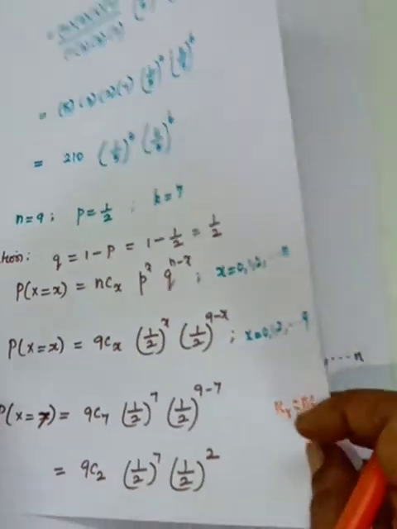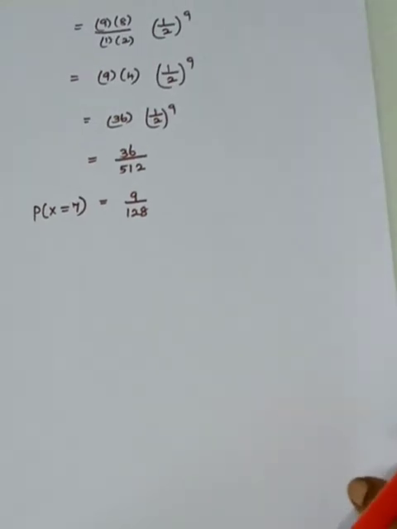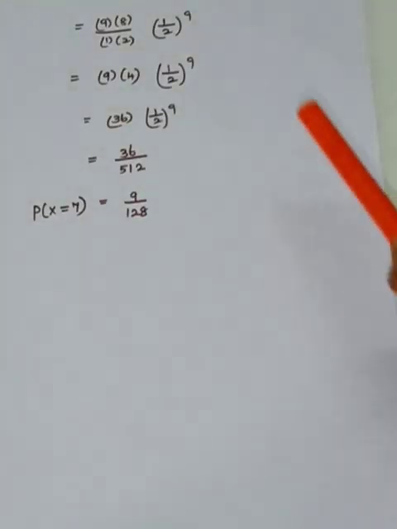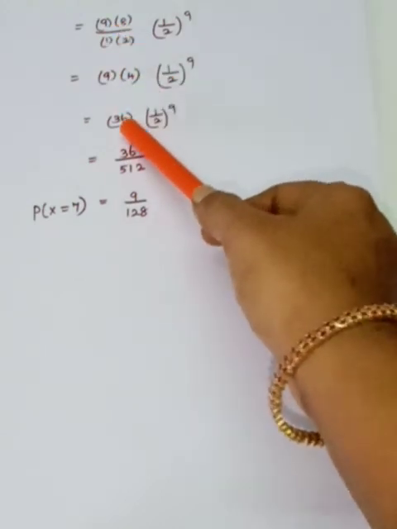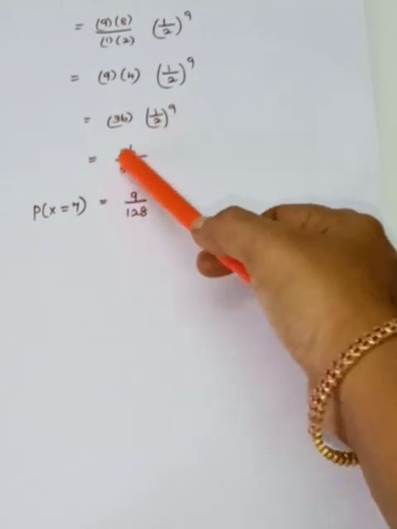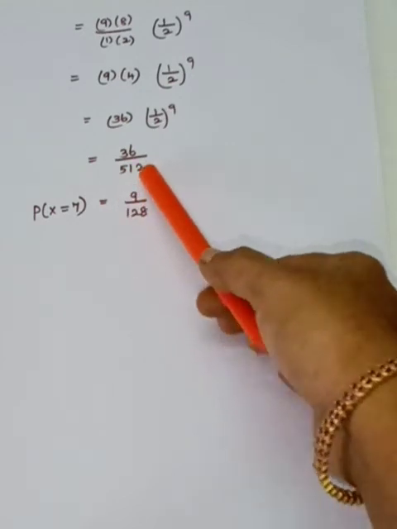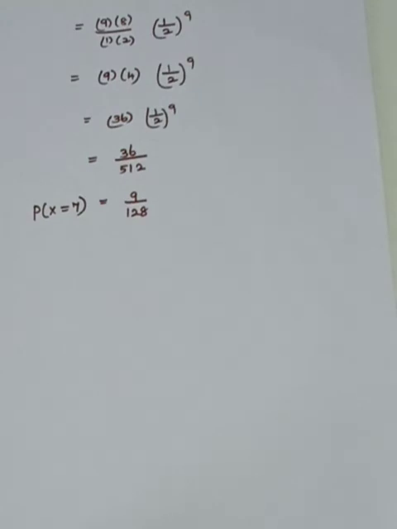9C2 can be evaluated. So 9C2 can be written as 9 into 8 divided by 1 into 2, into (1/2) the whole power 7 into (1/2) the whole square. So if you multiply, your answer is (1/2) the whole power 9. So 8 by 2 is 4. So 9 4s are 36. 36 into 1 to the power 9 is 1. So the numerator is 36 and the denominator is 2 power 9. What is 2 power 9? It is 512. If you cancel with 4, you will get 9 by 128. Thank you, students.